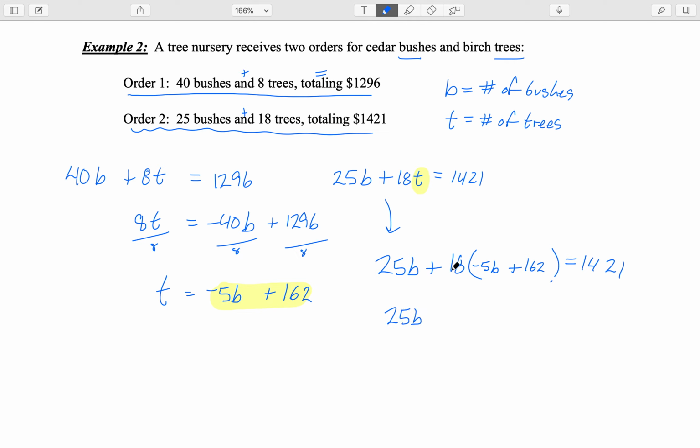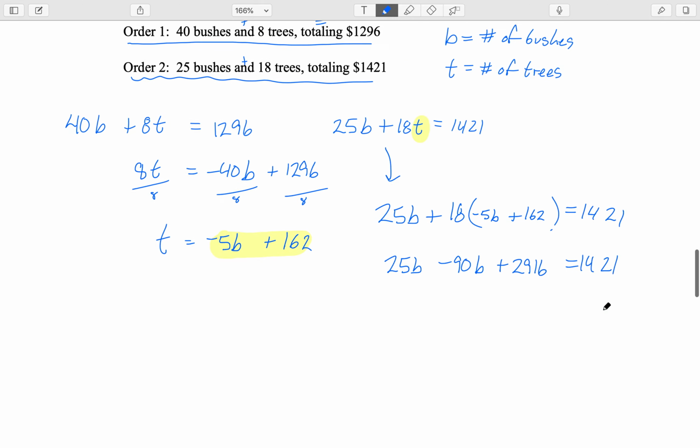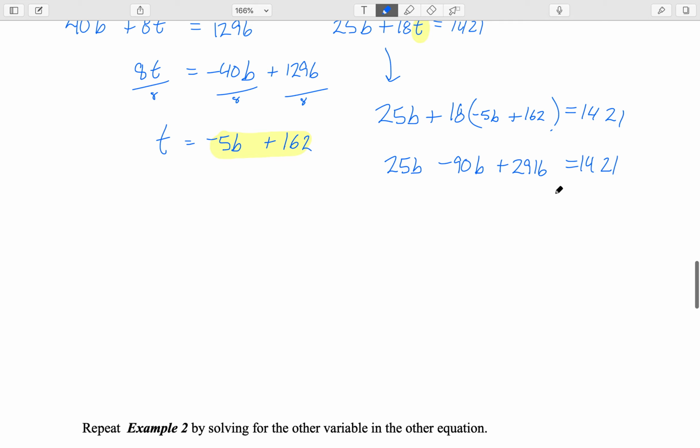25b, 18 times minus 5 is going to give me minus 90b. 18 times 162, okay, this is a very large number. This is 2,916. Yikes. Equal to 1421. Okay, so this is getting a little bit ugly, but at least there's no fractions, and I don't have to graph this. Well, let's just continue on. 25 minus 90, I get minus 65b. Subtract off 2916 from both sides.